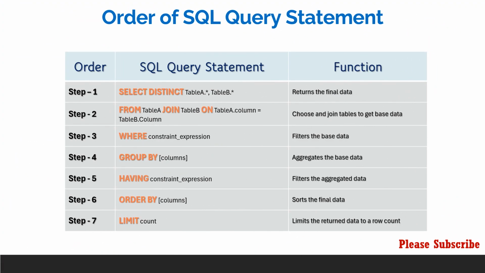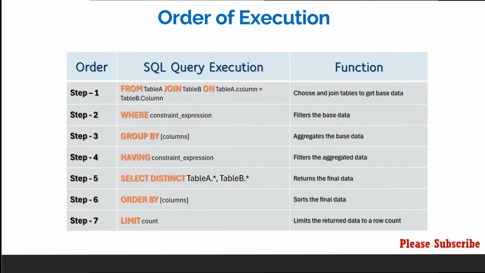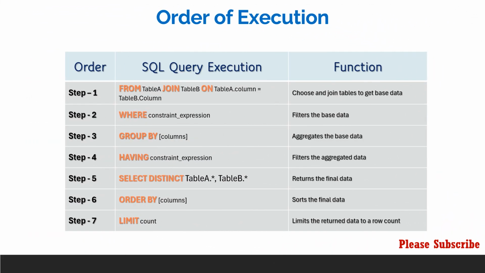The order for SQL query statements consists of 7 steps where the SELECT DISTINCT statement returns the final data, and the FROM statement chooses and joins tables to get base data. The WHERE component filters the base data, while the GROUP BY component aggregates the base data. HAVING filters the aggregated data, and ORDER BY sorts the final data. LIMIT limits the returned data to a row count. The order of execution is in a way where the FROM is used first to choose and join tables to get the base data, and then we use WHERE and then GROUP BY.